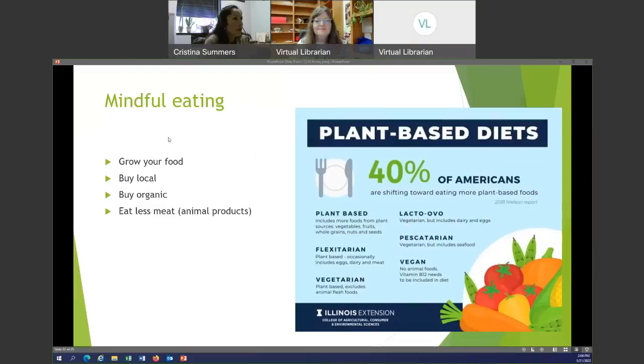And if not, you can always buy local, right? The farmers markets. And then also buy organic, right? If you're at the grocery store, we've got many organic options. Usually they're more expensive, but some not so much as others. It kind of just depends.